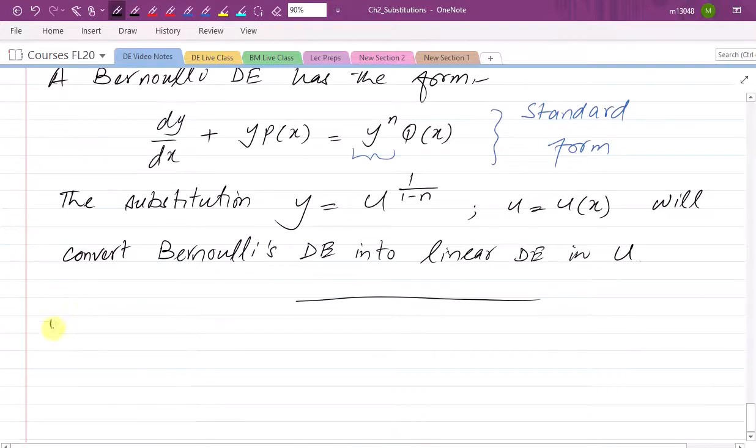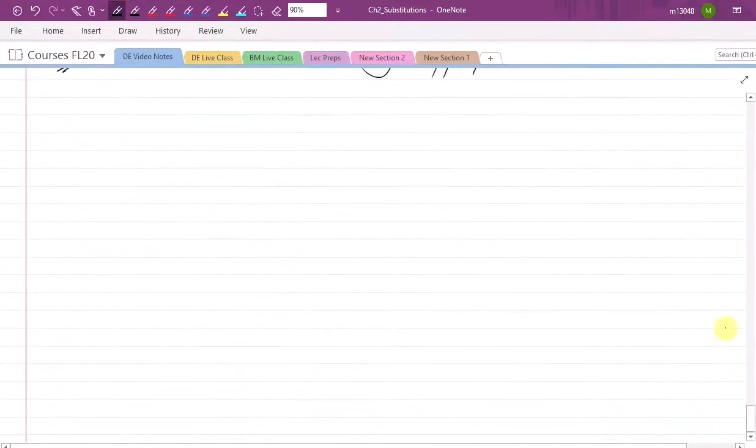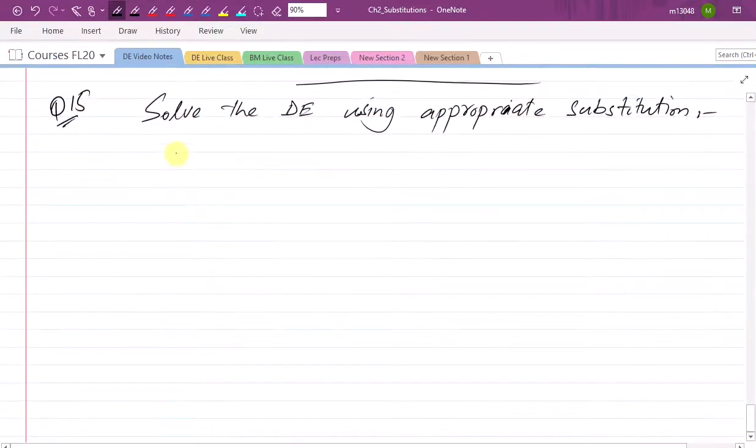So let's see a simple case. Question number 15, same exercise. Solve the differential equation using an appropriate substitution. As you can see, the question does not tell you which type of substitution. So we have to remember which one is which. Okay? So this one is x dy/dx + y = 1/y^2.